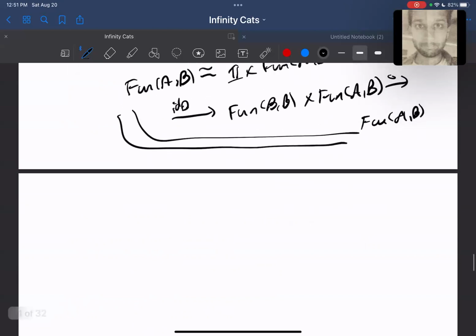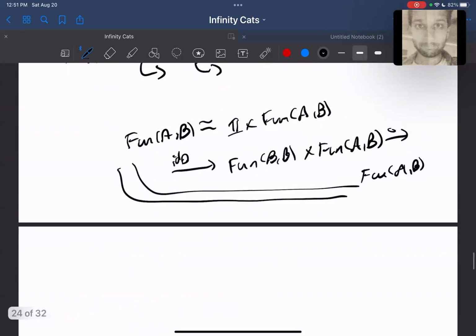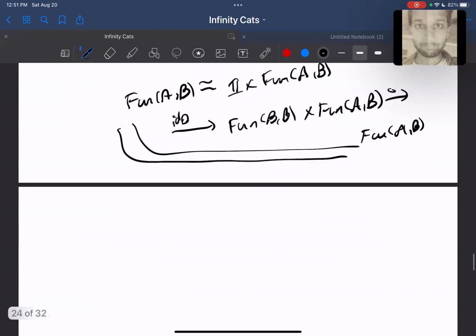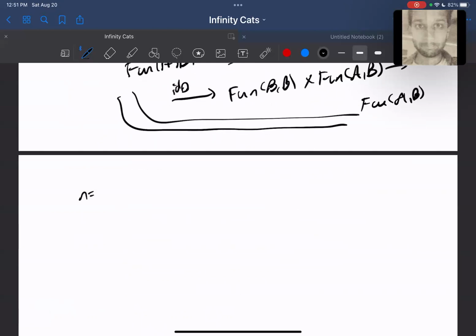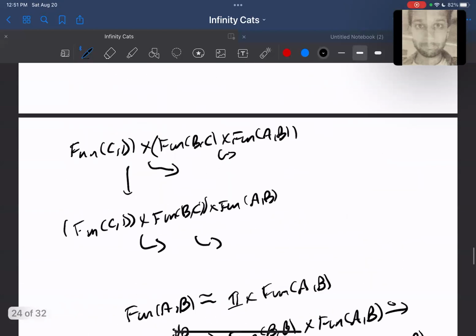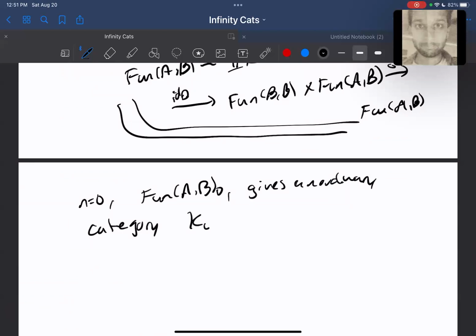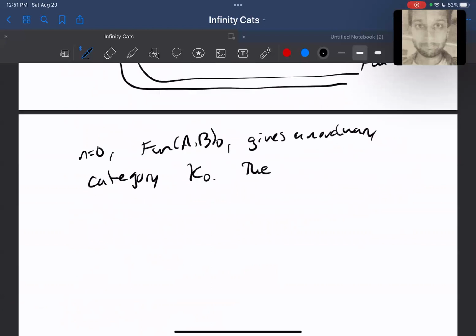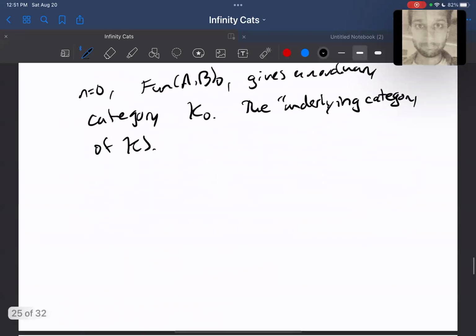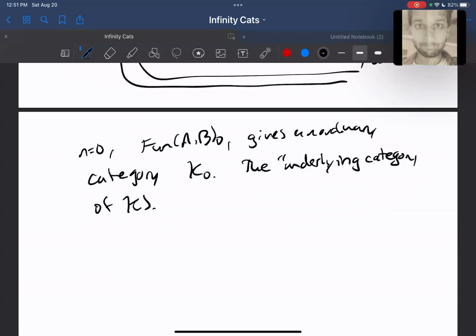So you can also think of this in terms of a certain simplicial object in the category of categories. So for any n, we're going to start with n equals 0. Well, if we just take n equals 0, then that's the same as taking 1 to all of these, and we're going to recover an ordinary category. We can take just fun AB, 0, the 0 simplices, and this is just going to give us an ordinary category, which we're going to call K0. This is the underlying category of K. So we're going to have as objects all the objects in K, and morphisms are going to be the 0 simplices of this.